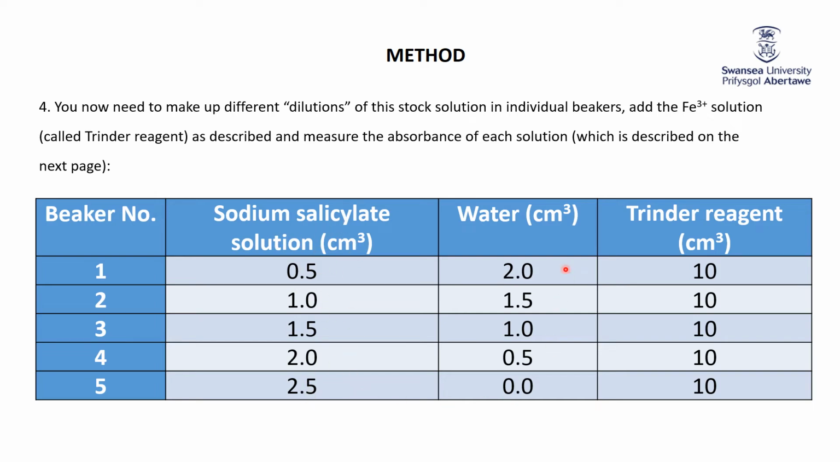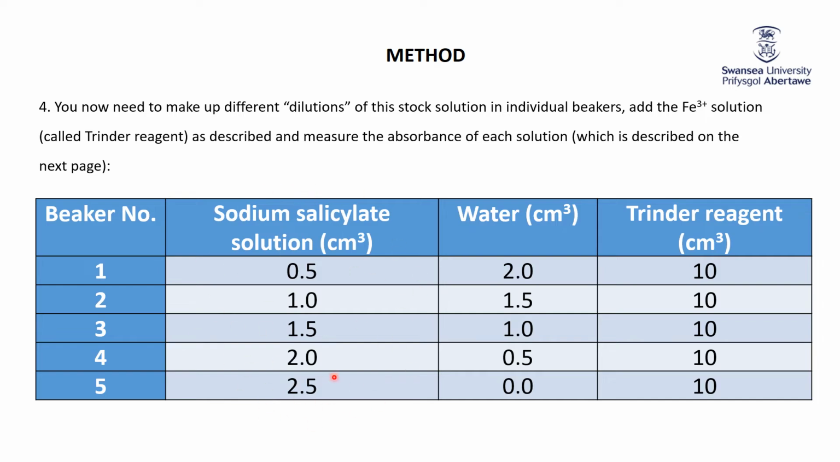salicylate solution, with enough water to take that total volume up to 2.5, so 0.5 of this plus 2 of that, all the way to 2.5 of the sodium salicylate, so I don't need any more water, and consistently adding the same amount of the Trinder reagent. Okay, now throughout, I'm just going to say I'm adding that Trinder reagent just to make it colored, but the important concentration throughout is going to be the concentration of the sodium salicylate.